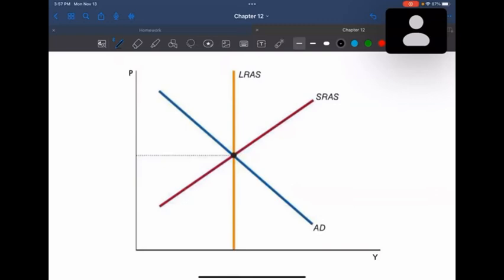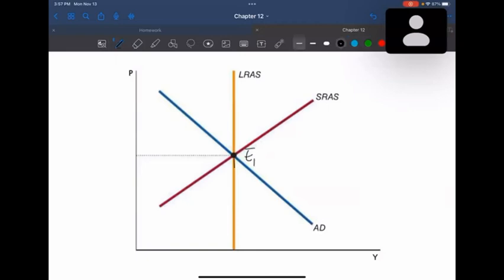Now, before we do that, we're going to label what is showing right now. So right now, the economy is in equilibrium. This black dot where all three curves are intersecting is our equilibrium point. So we'll label that E1.